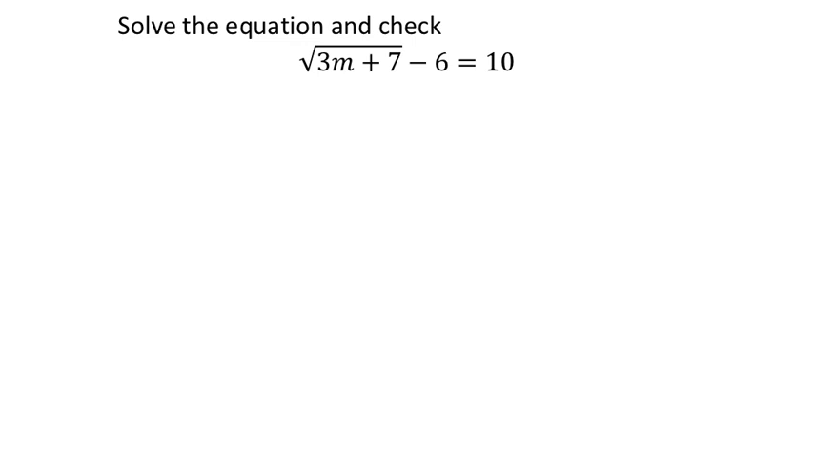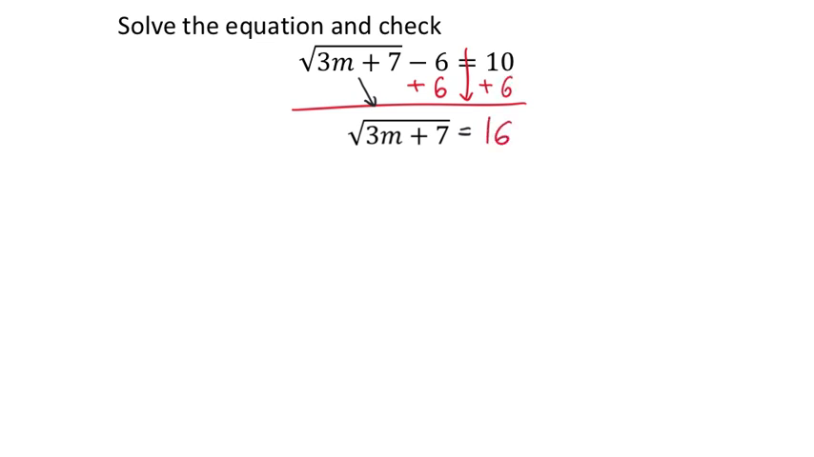So I'm going to use the principle of equality just to isolate the square root. Meaning I'm going to take that full square root right there and just drop the -6. So I'm going to add 6 to both sides. We have 10 plus 6, which is 16.